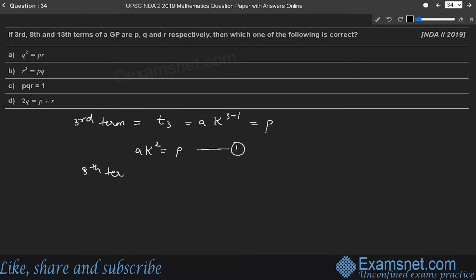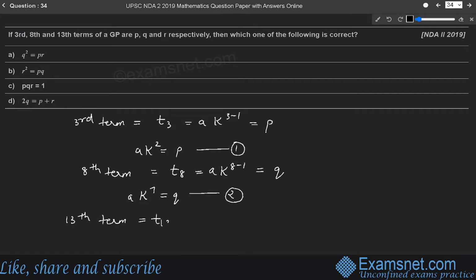Similarly, the 8th term T8 can be written as A into K power 8 minus 1, which is equal to Q. So AK power 7 is equal to Q. Let this be equation number 2. And the 13th term T13 is equal to A into K power 13 minus 1, which is equal to R. So A into K power 12 is equal to R. Let this be equation number 3.